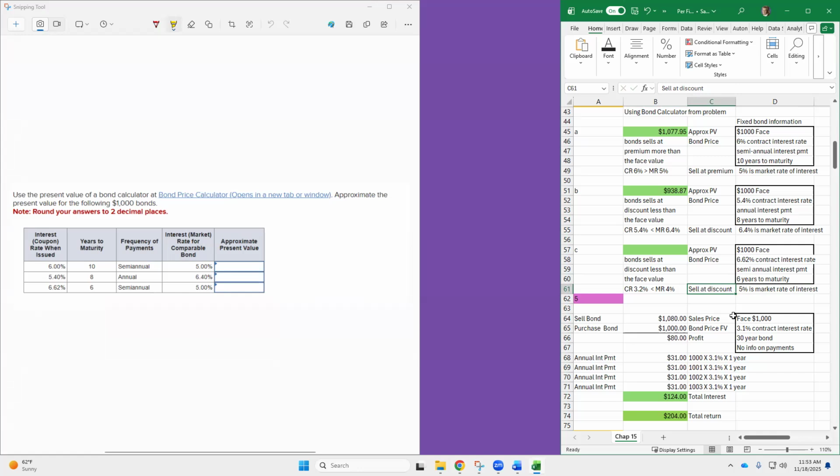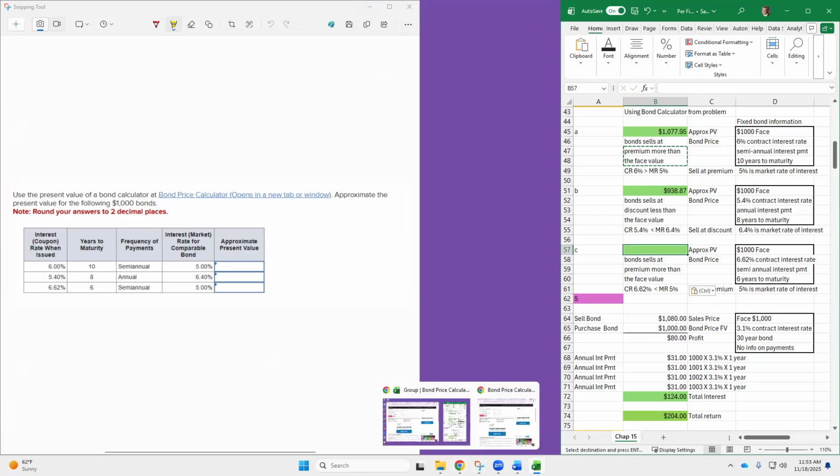Yep. So I got to fix what this says. Sell at a premium. And you can always show this. Once again, our bond has 6.62, but the market only has 5. So, yep, bond is going to sell at a premium. Okay, so I'm going to borrow this here. And now we're going to expect a price of more than its face.